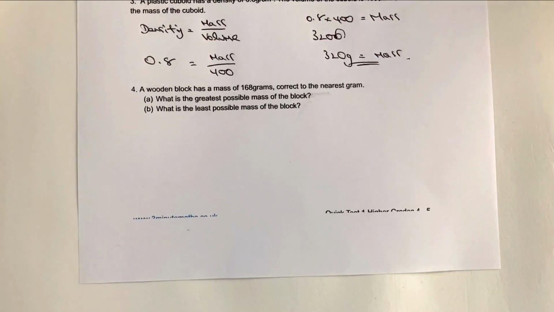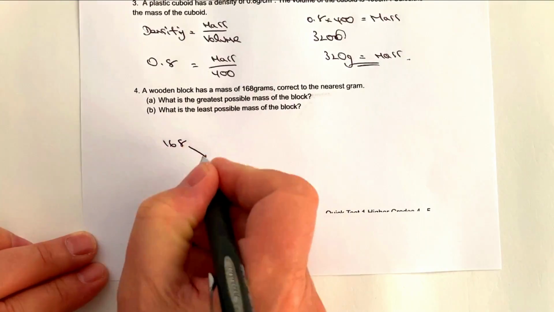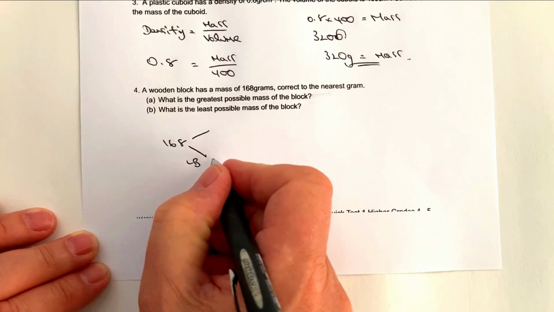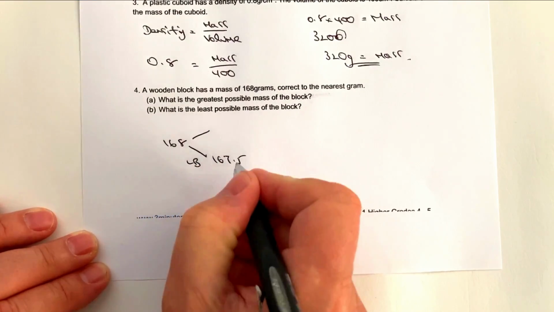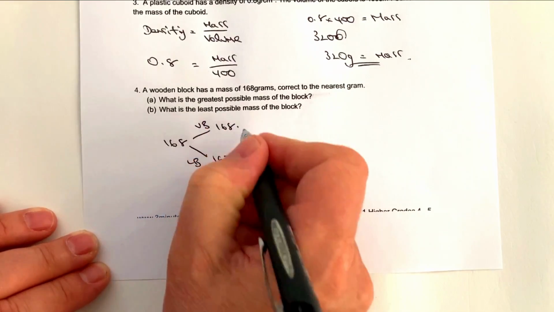Then it says, or rather the final one on this side, a wooden block has a mass of that, correct to the nearest gram. What's the greatest possible? What's the least possible? They're basically talking about bounds or tolerances. So you've got 168, and the lower bound on that is going to be 167.5, and the upper bound is going to be 168.5.